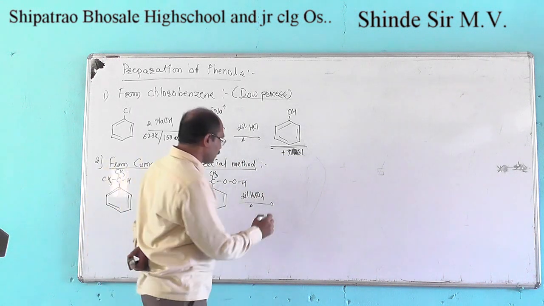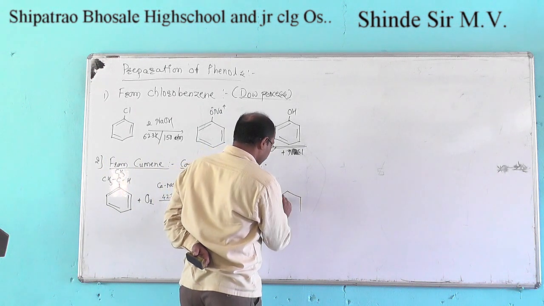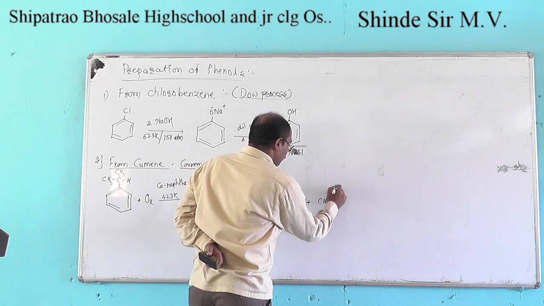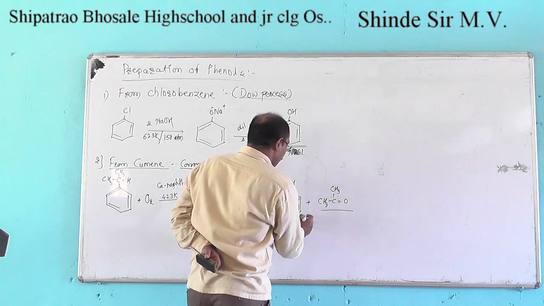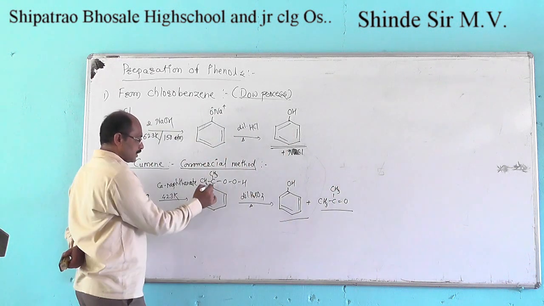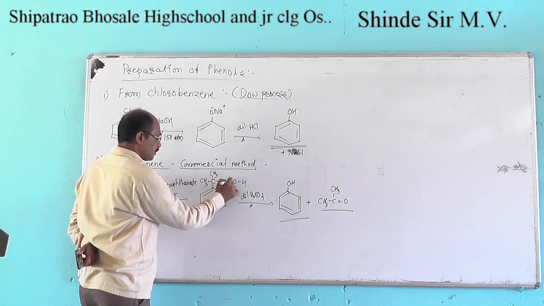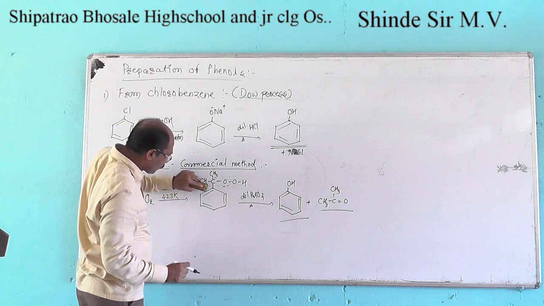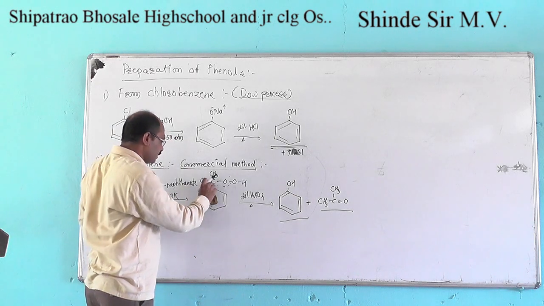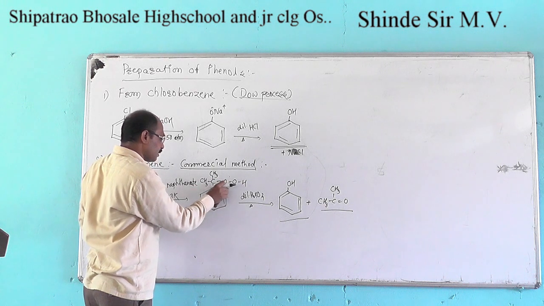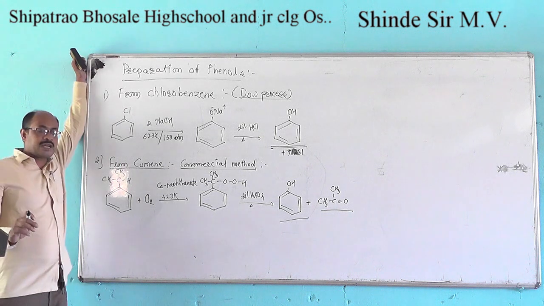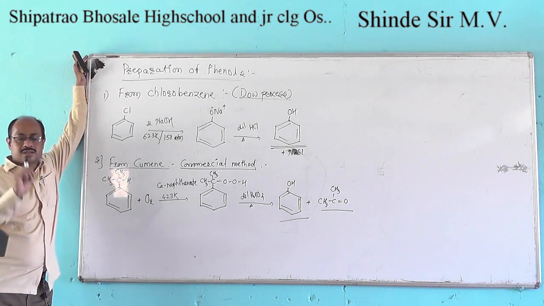This gives the formation of phenol with the formation of acetone. The decomposition is expressed like this. Here, acetone is moved out as a byproduct of this reaction, which is a valuable product. We are having the decomposition of cumene hydroperoxide into phenol and acetone.